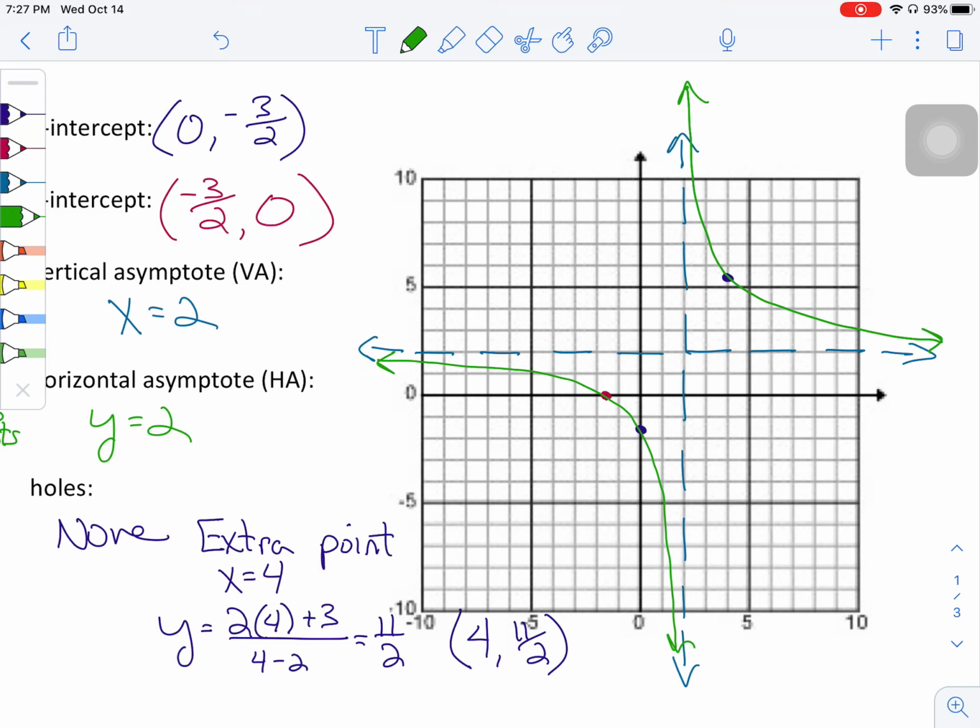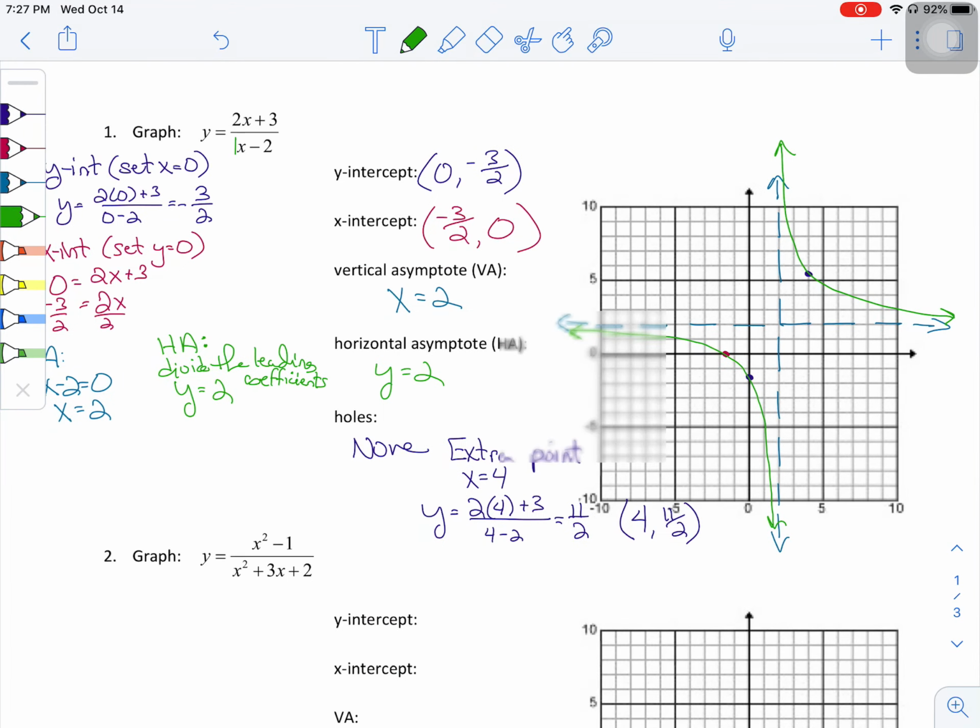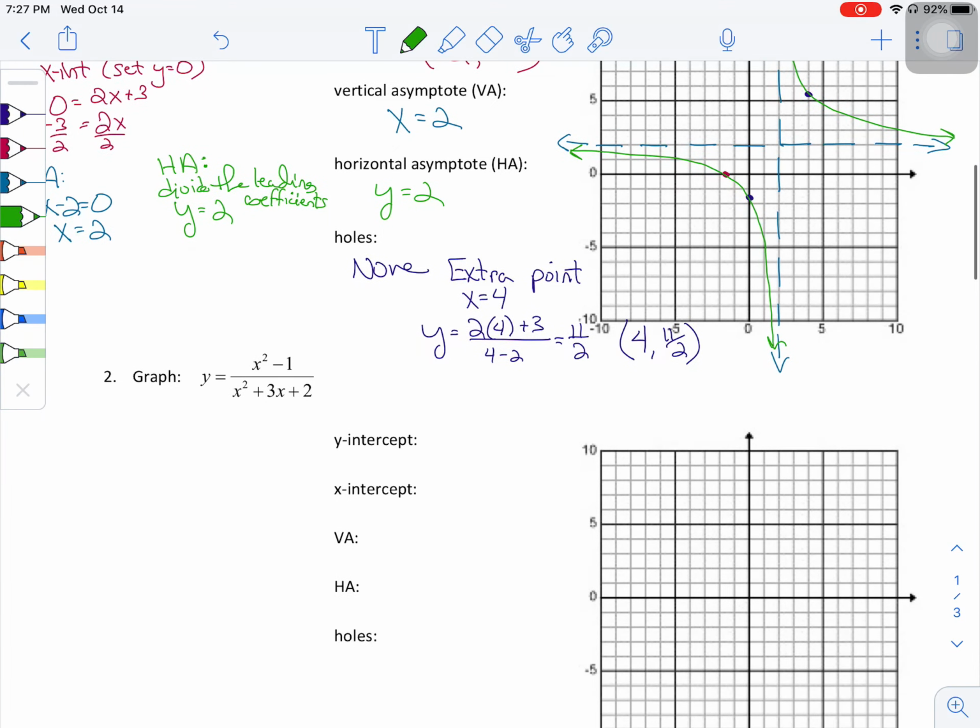All right? In the extreme now, as we go further to the left, this is just going to keep getting closer and closer to 2. As we go further and further to the right, it's going to keep getting closer and closer to 2. That's what horizontal asymptote tells us. All right? So I'm going to go ahead and move on to problem number 2 here, and we're going to go through the exact same steps. We just want to see what's going on with this one in case anything else happens.